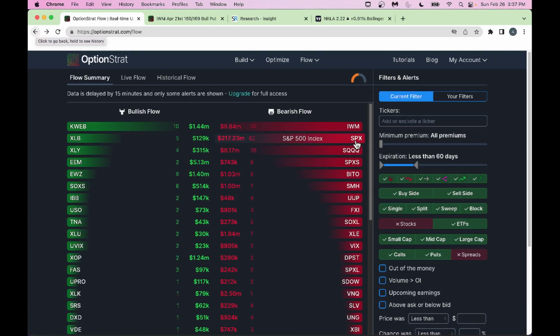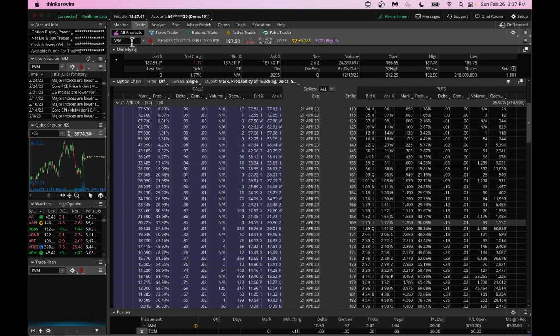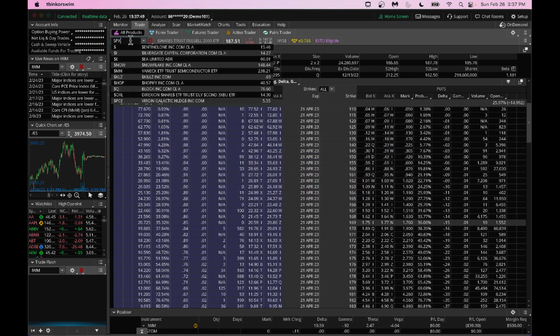SPX, one of my favorites here. You could do SPX. It's a great one. You can make millions just by trading SPX options. It's a great, great instrument to trade. So you could go back here to Thinkorswim and just put SPX here.